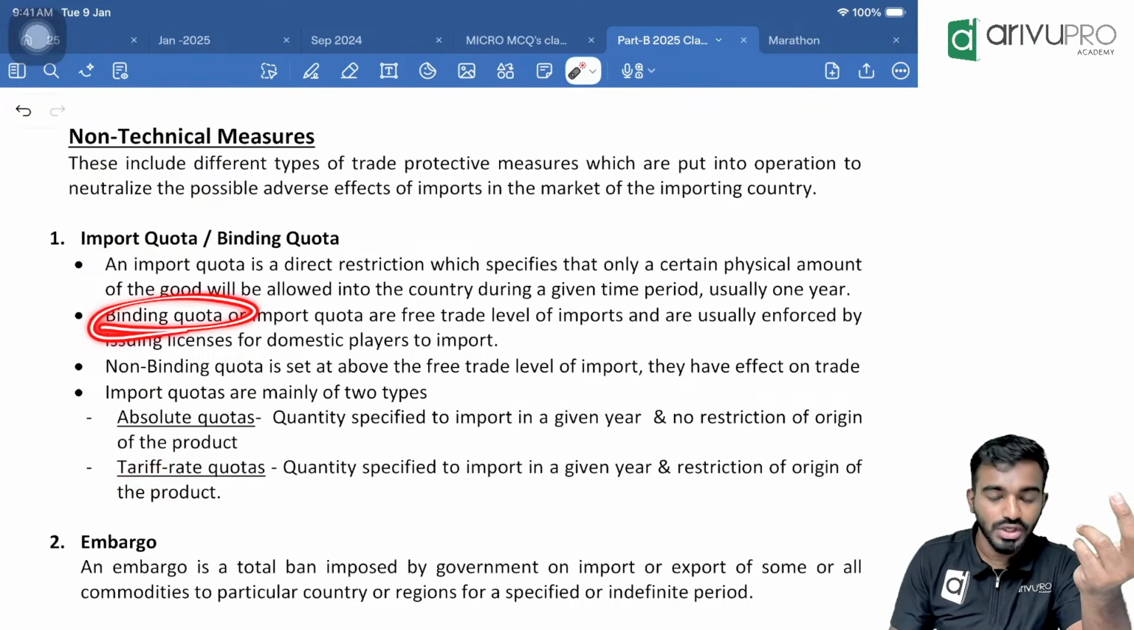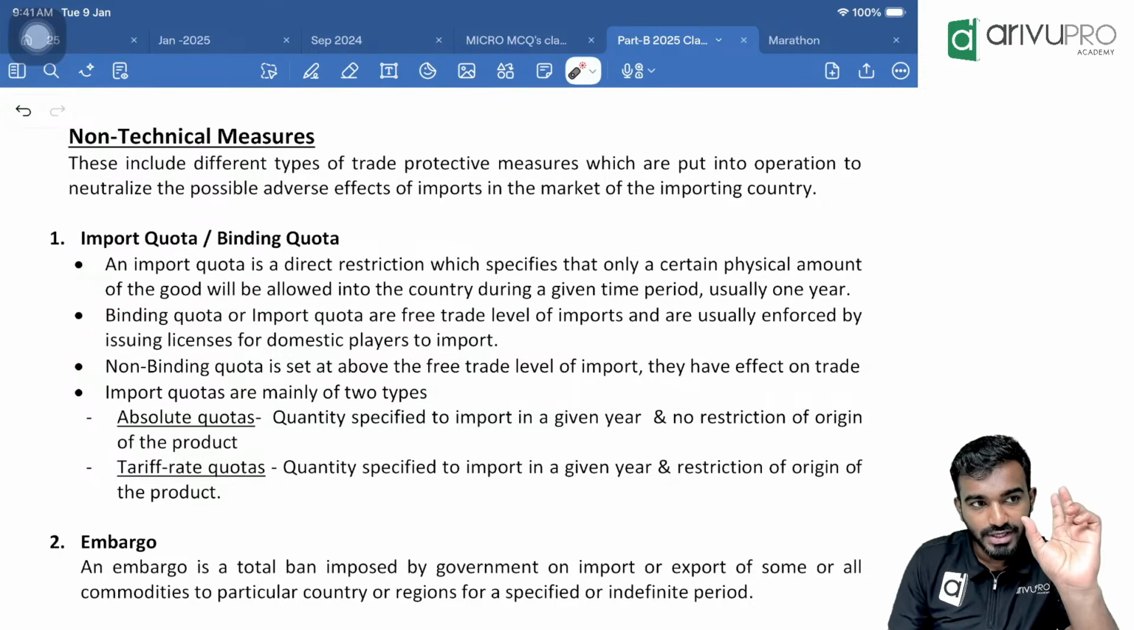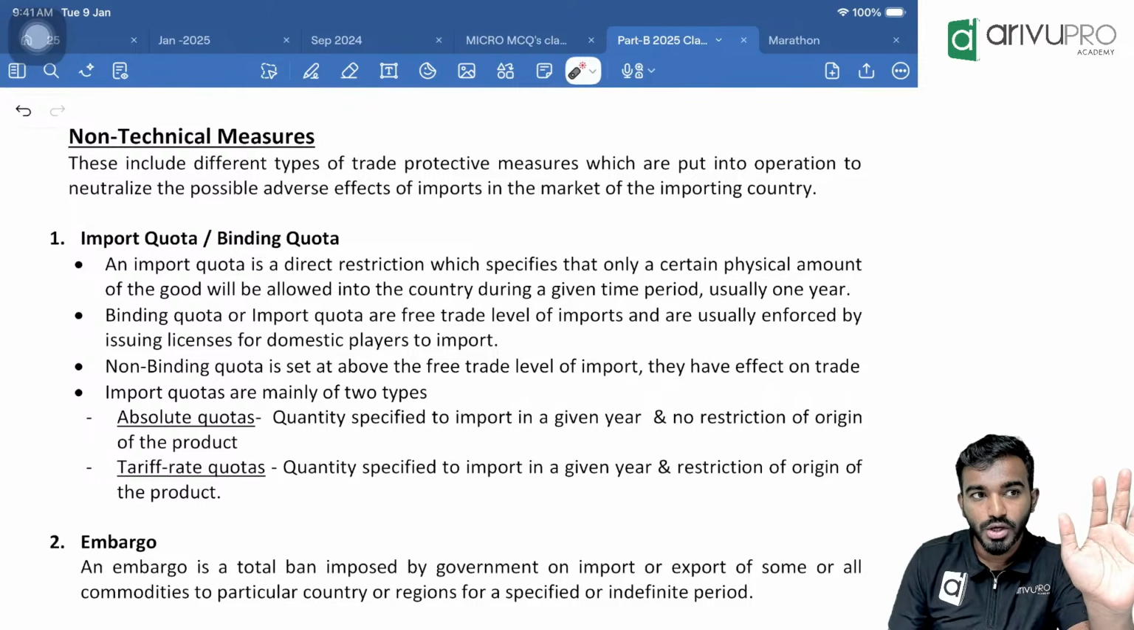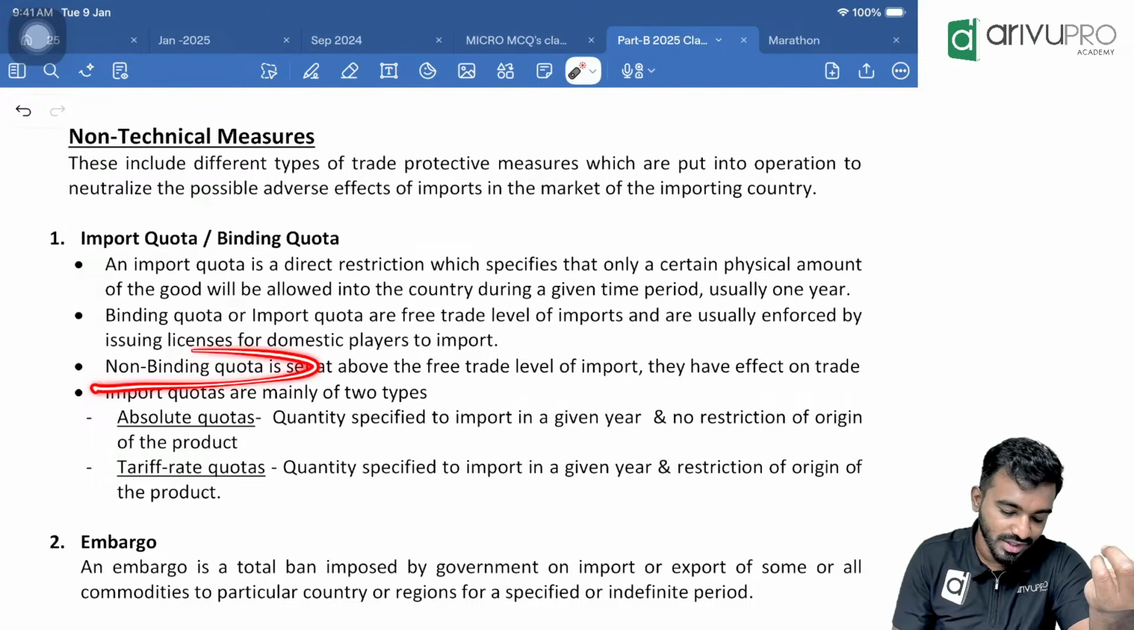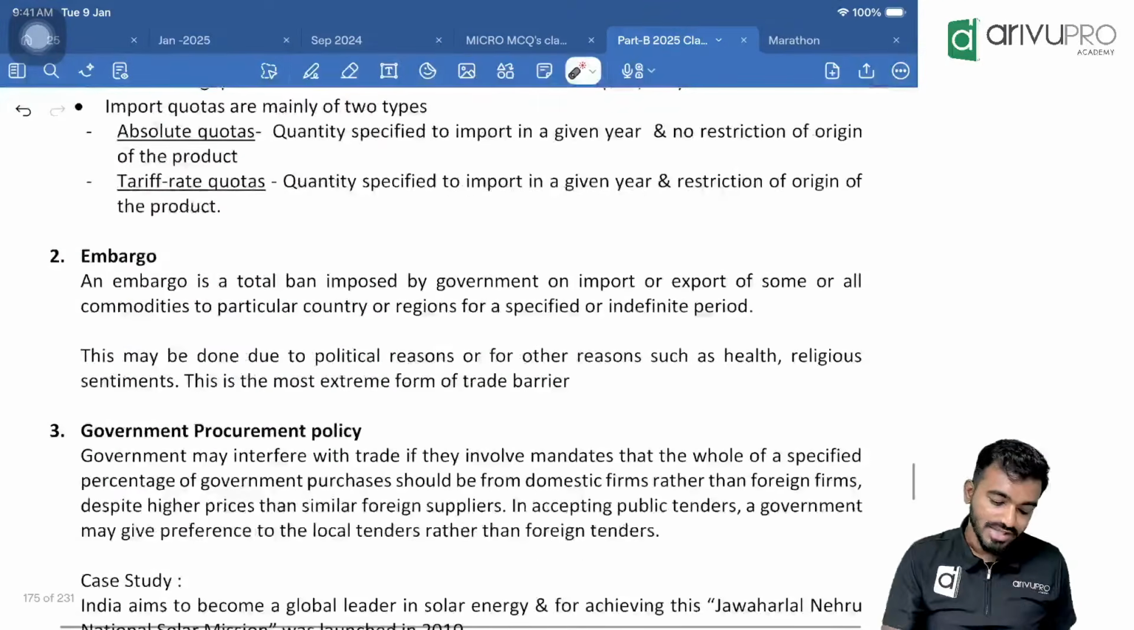Here, binding quota means we will give you certain permission only to import a certain quantity. That's it. Beyond that you can't import. If you want to import beyond that quantity, whatever, 1000 quintal, you should take one more license. That is non-binding quota. Next comes embargo.